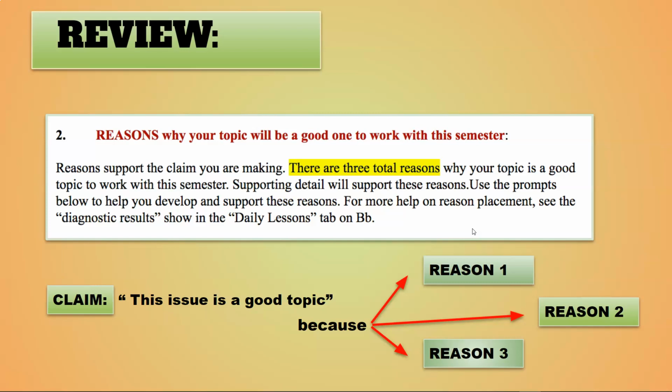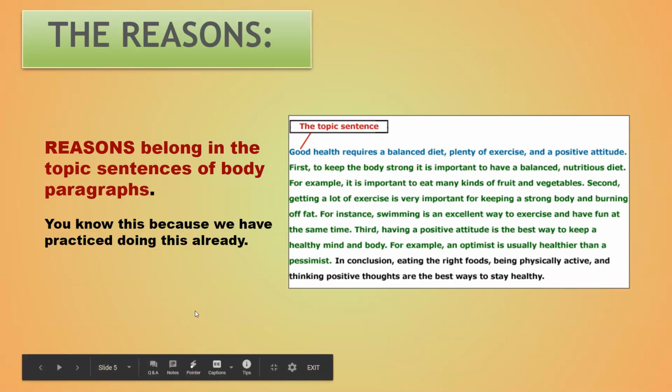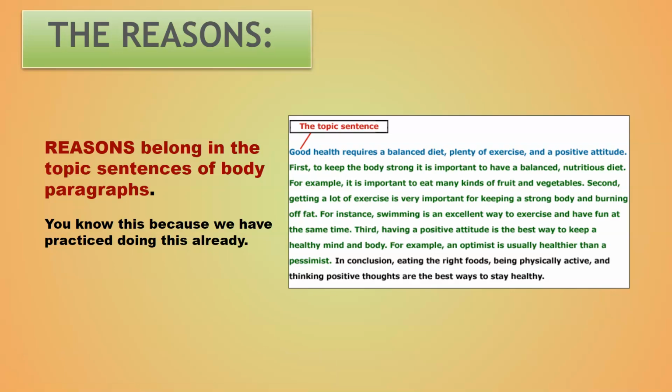But as always, I have given feedback to everyone that has shared a link with me for their Writing Lab 1. So things to be working on within the intro and even throughout the paper is to make sure that your claim is something like this: issue is a good topic because reason 1, 2, and 3, which we already went over in the last lesson. And of course, you should be thinking about your topic sentences. That is also something that I talked about within the last lesson.